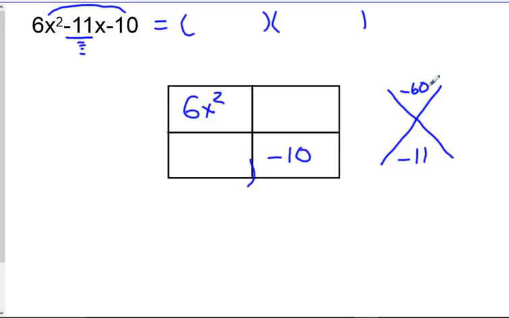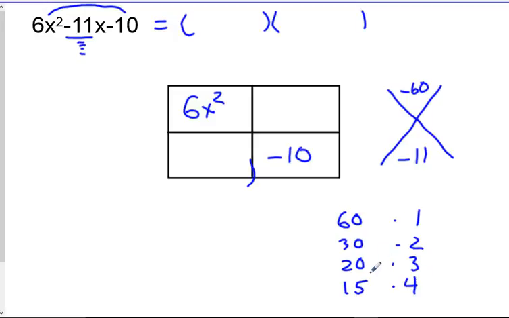So if I didn't know what those two numbers were off the top of my head, I might start writing out the factors of negative 60. I've got 60 and 1. One of them is going to have to be negative and one of them is going to have to be positive. But those aren't going to give me negative 11. I've got 30 and 2. See, 60 is also divisible by 3, 20 and 3. It's also divisible by 4, 15 and 4.